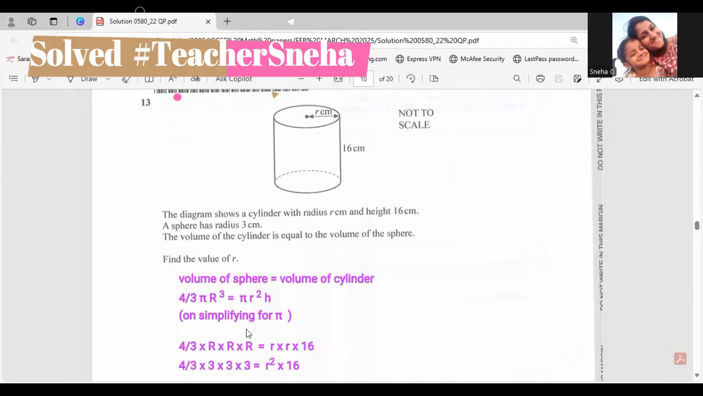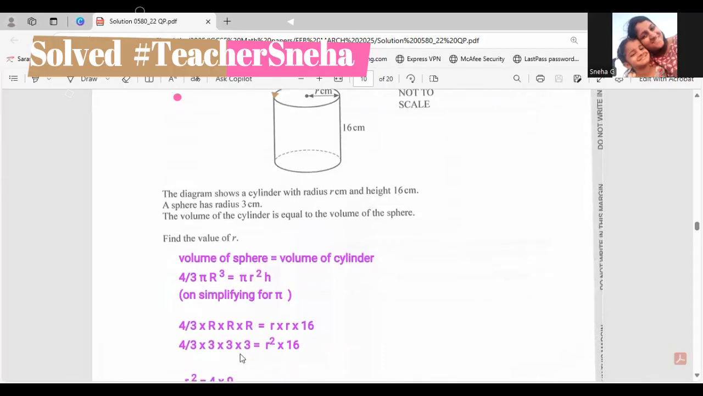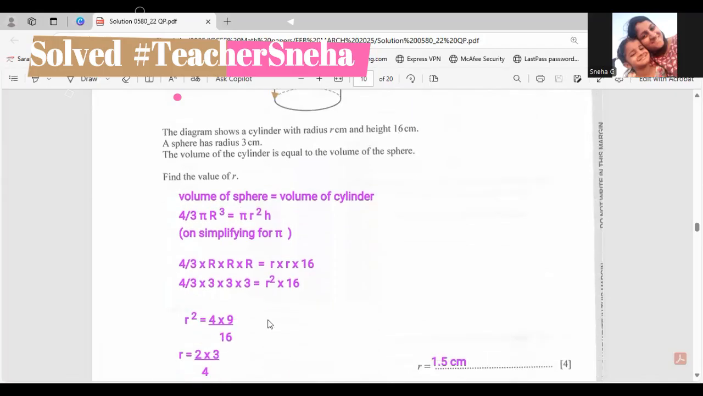On simplifying for pi, what we get is 4 upon 3 multiplied by R multiplied by R multiplied by R, that is 3 times, the radius of the sphere. And on the other side, you get r multiplied by r into 16. On substituting the values, you get 4 upon 3 into 3 into 3 into 3 equals r squared into 16. We further simplify to get the value of r squared. Here the 3 and 3 will cancel out from the denominator and numerator, and the other two 3s multiply to give an answer of 9. So 4 multiplied by 9 divided by 16 is the value for r squared.